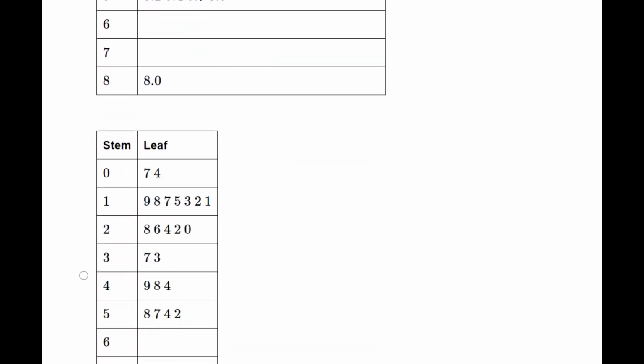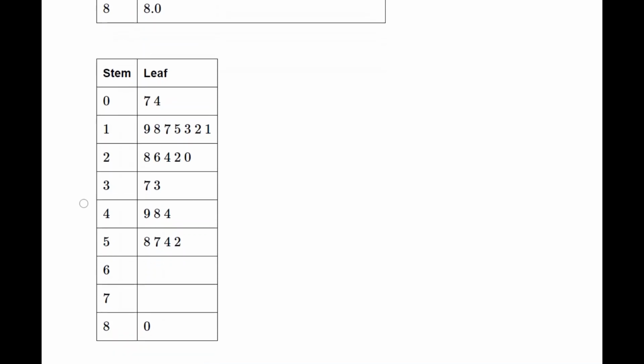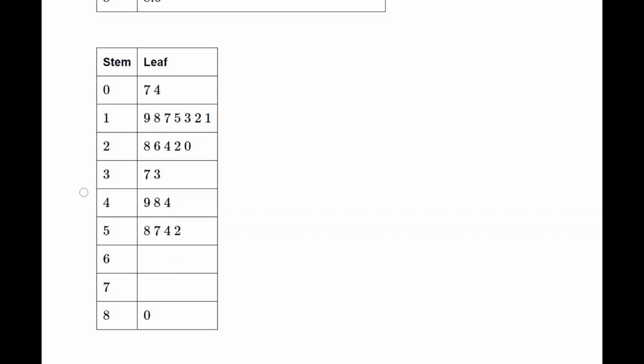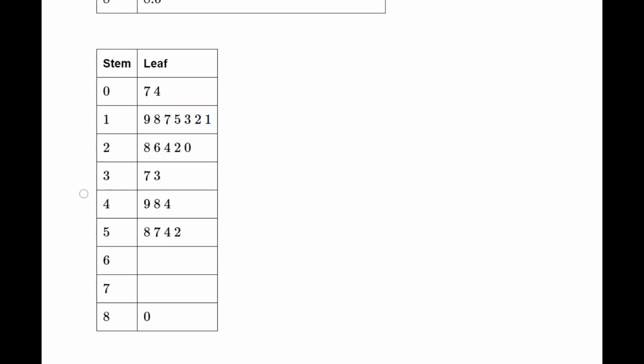Okay, now in the next option, we see that the stems are written correctly, and the first leaf is written as 7 and 4. Just look at the leaf corresponding to the stem 0. It's written as 7 and 4. Now obviously there is no stem, so it is in the correct format, but is it in the correct order? Obviously not, because the order should be ascending. So 4 should be on the left and 7 should be on the right. So we leave this option too.